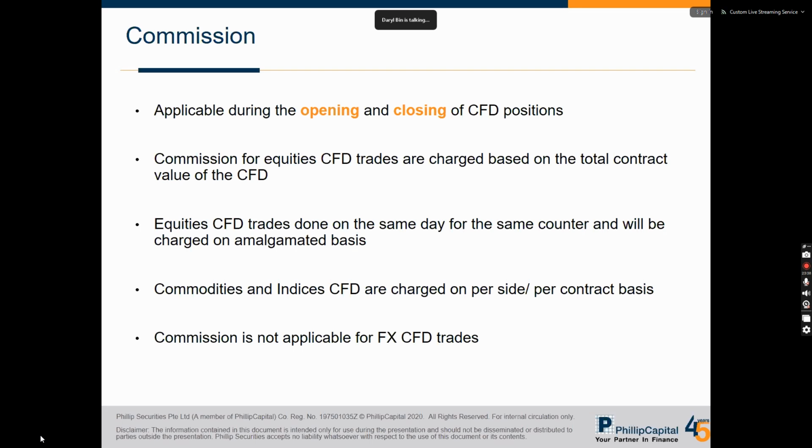Equity CFD trades done on the same day for the same counter will be charged on an aggregated basis, which means that the collective commission is charged against the total value of the day's transactions instead of separate commissions for each transaction carried out. For commodities and indices CFDs, they are charged on a per side per contract basis, and commission is not applicable for FX CFDs. For more information, you can view our website to find out more.